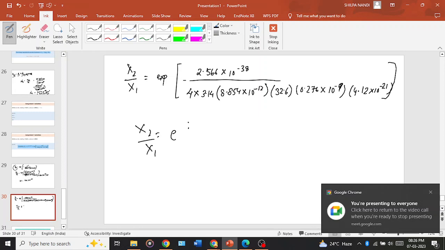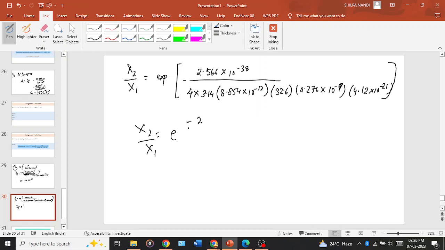So this will come at around minus 2.566 multiplied by 10 power minus 38 divided by 4.1, which will come as 10 power minus 9, 10 power minus 33. It will come something around this.